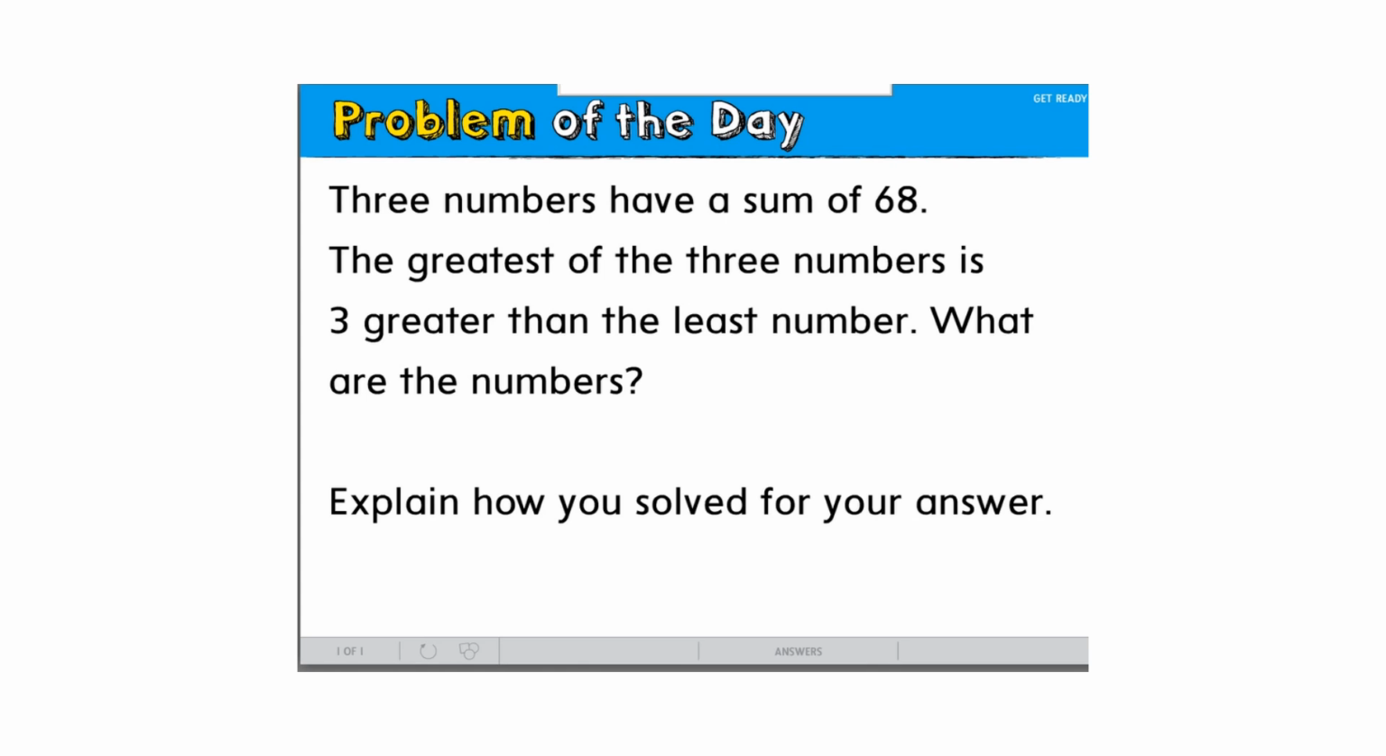3 numbers have a sum of 68. So we know so far that sum means the answer to an addition problem. And then 68 is going to be the answer, and there's going to be 3 numbers. The greatest of the 3 numbers is 3 greater than the least number. What are the numbers? So you have 3 numbers that when you add them together, they're going to give you 68. The biggest number, let's say this is going to be the greatest number, this will be the least. So the greatest number is 3 more than the least.